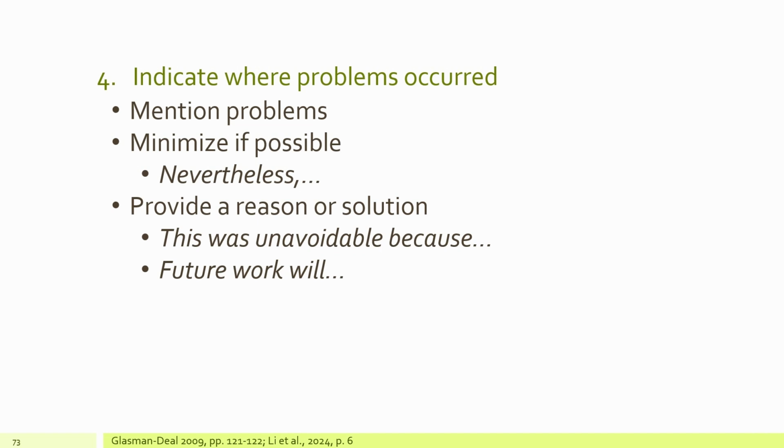It is important to provide a reason or suggest a solution to indicate your competence as a researcher. This will further minimize the significance of the problem and show that it is either normal or can be addressed appropriately. For example, "this was unavoidable because," or "future work will address this in such a way."